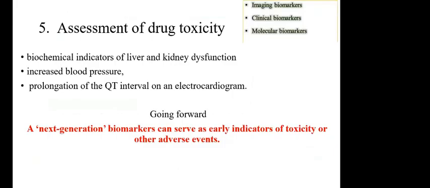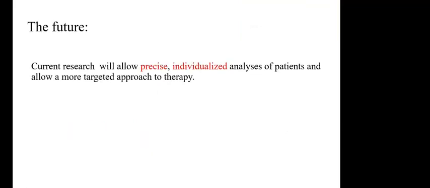Another use is the assessment of drug toxicity. For example, biochemical indicators of liver and kidney function. Those are molecular biomarkers, for example, GOT, GPT, and kidney function. Increased blood pressure is a clinical biomarker, and prolongation of the QT interval in an ECG is an imaging biomarker. Going forward, we need a next generation biomarker that can predict early toxicity or other adverse events for a drug.